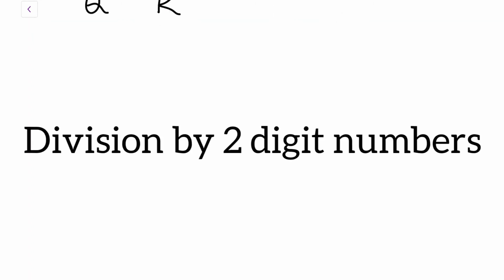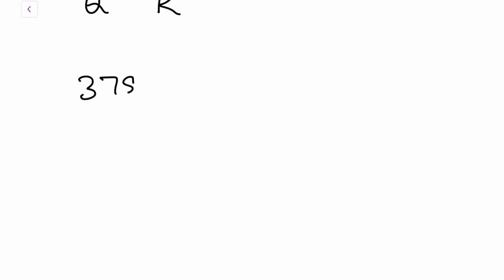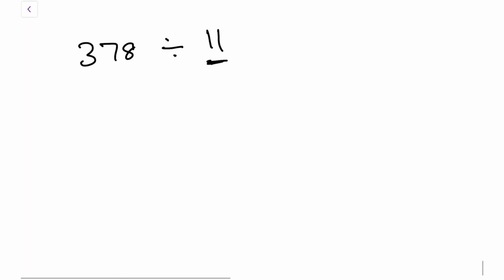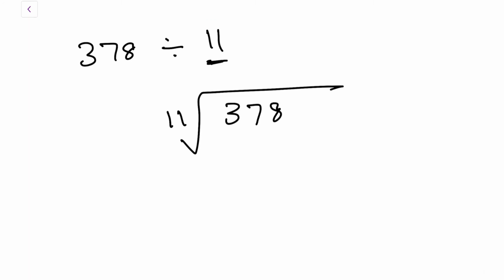Okay, now let's see how we can do division by 2-digit numbers. Okay, the method for division by single digit and 2 digits is exactly the same. What do I mean by that? Let's take the example. 378 divided by 11. As you can see, 11 is a 2-digit number. So how do we do this? Same method. 11, 378. Now, we don't take 3 because 3 is smaller than 11. So we need to take both the digits, 37. It needs to be more than 11.